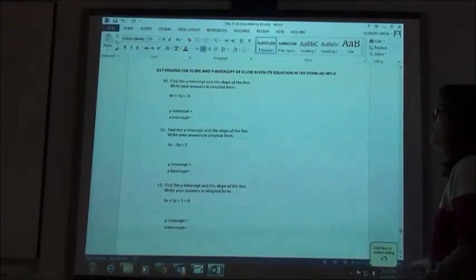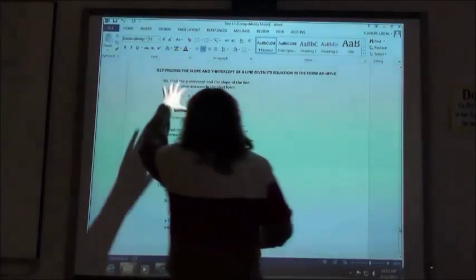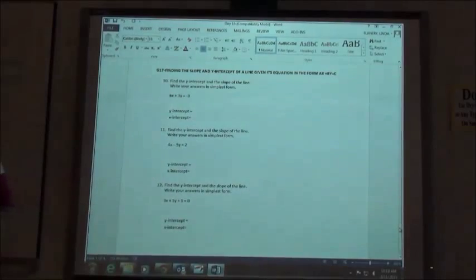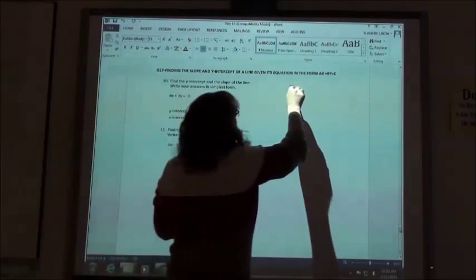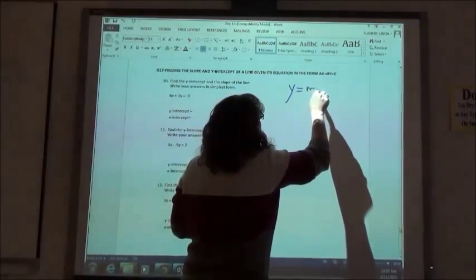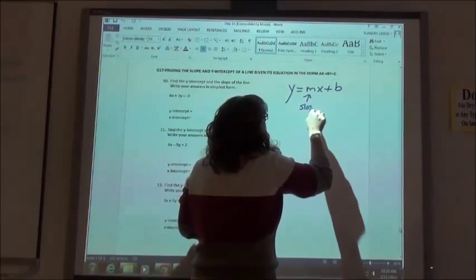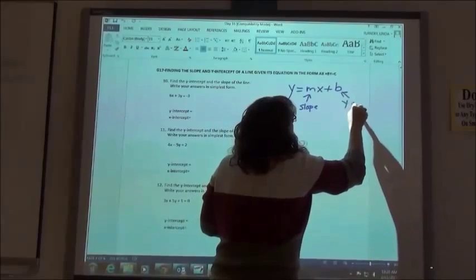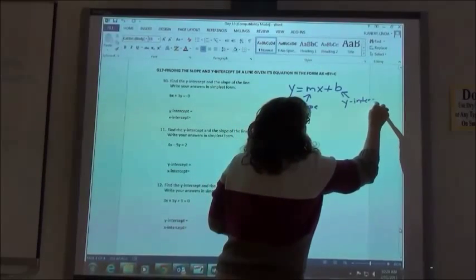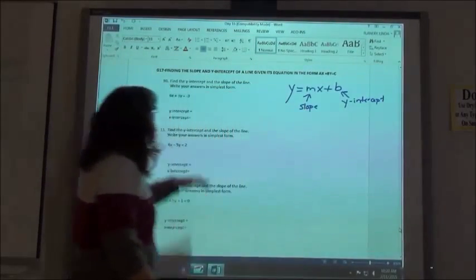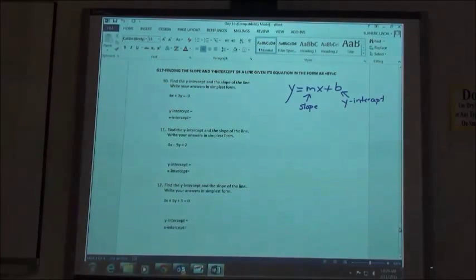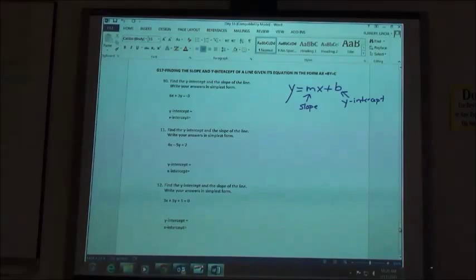Well, or getting you to the point of understanding your equation, and they want you to find the y-intercept and the slope of your line. Well, we talked about way at the very beginning, if I have my line in this form, y equals mx plus b, I know the number in front of the x is the slope, and the other number is the y-intercept. So what they're going to do is have you rearrange those equations and solve them for y so that you can then answer the questions.